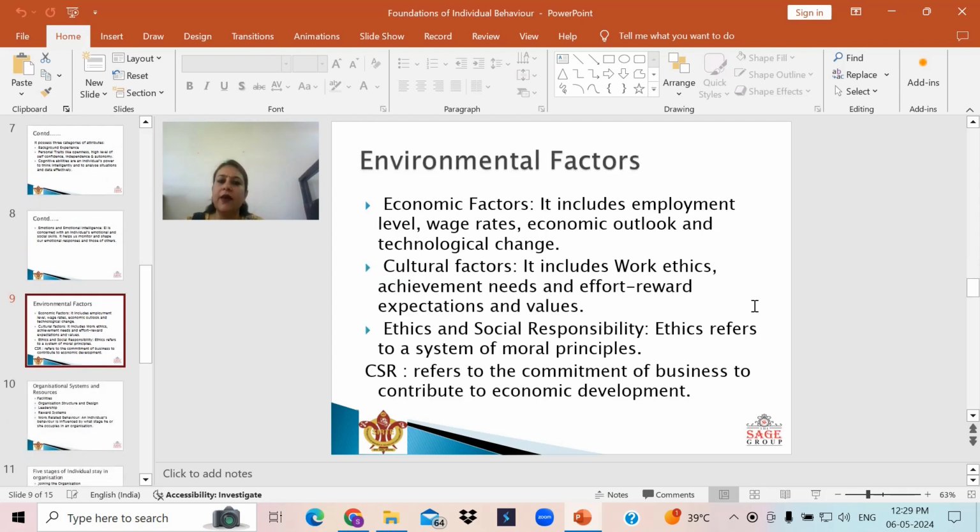Then other factors are environmental factors, which can be created through economic, cultural, ethical, and corporate social responsibility factors. It means the outside environment in which you are dealing. It can be related to your economic factors, which include your employment level, technological change, and your wage rates. Then cultural factors include your work ethics, your achievement needs, and your effort-reward expectations from the organization. If you are feeling satisfied, you will show very positive behavior. Then the ethics or moral values which you got from your family will also impact your behavior.